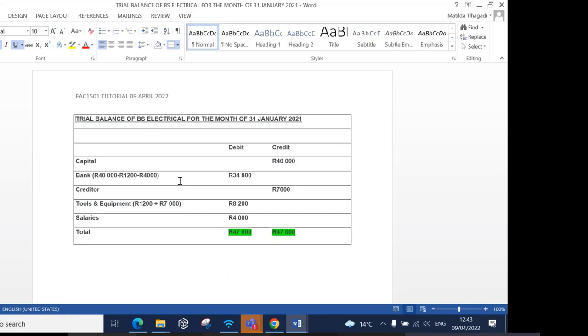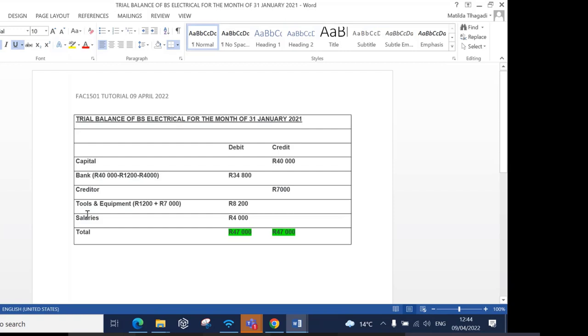So basically, the bank account, what happened there is money came in for 40,000, but we bought what? We bought a ladder for 1,200 and then we paid salaries of 4,000 rand. So remember the general ledger, there's a balance, you need to balance your accounts. So the balance brought down will be 34,800 debit. You'll also be taking this to the trial balance.